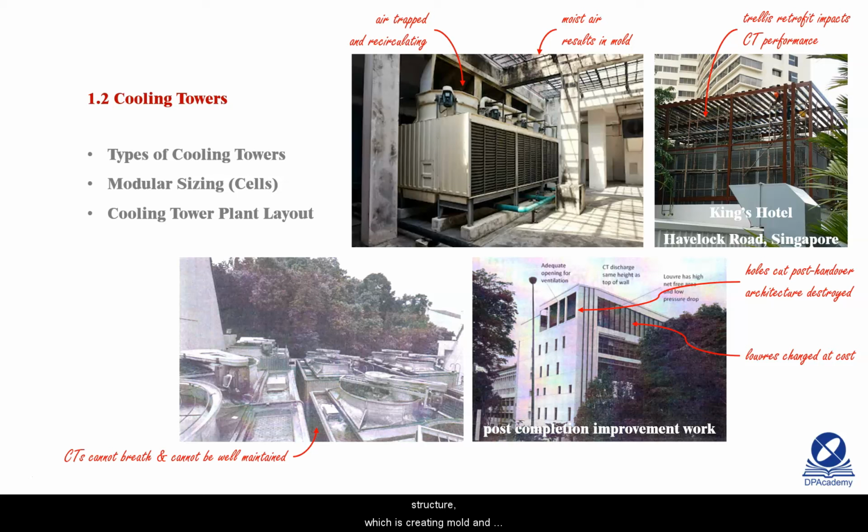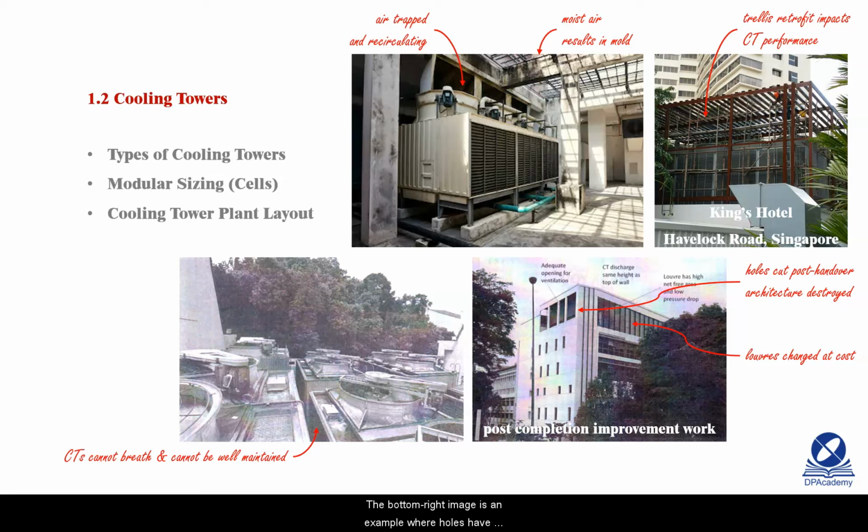The top left installation is obviously very bad. It is sunken into the building, and the cooling tower cannot breathe well. Also, the discharge is blowing onto structure, which is creating mold and mildew issues. The top right image shows a trellis being installed over the top of the cooling tower. In this installation, the cooling tower performance was affected.